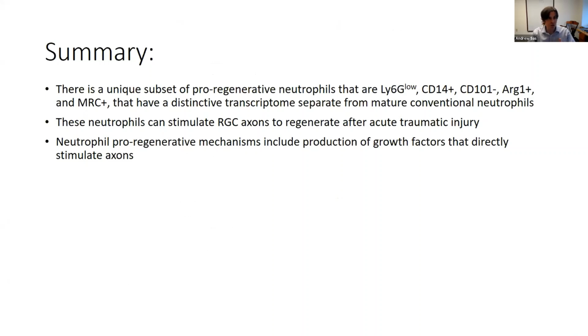But I hope that I showed you that there is a heterogeneity of neutrophils, and at least in certain circumstances, there's a unique subset of these neutrophils that are pro-regenerative, that have an alternatively activated immature phenotype that is characterized by being Ly6G low, CD14 positive, CD101 negative, arginase positive, and mannose receptor positive. These neutrophils can stimulate axon regeneration after acute traumatic injury, and the mechanism in which these neutrophils function is both through interacting with glial cells and through the production of growth factors that directly stimulate axons.